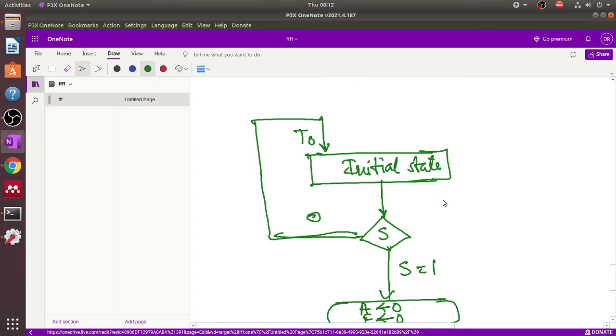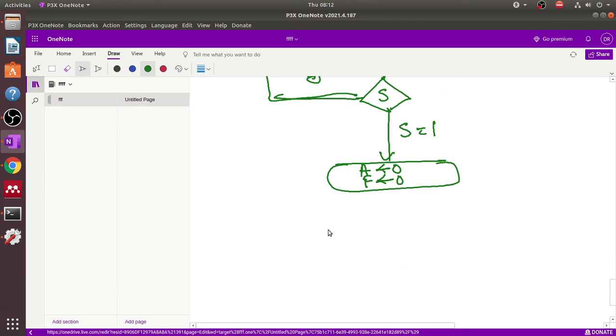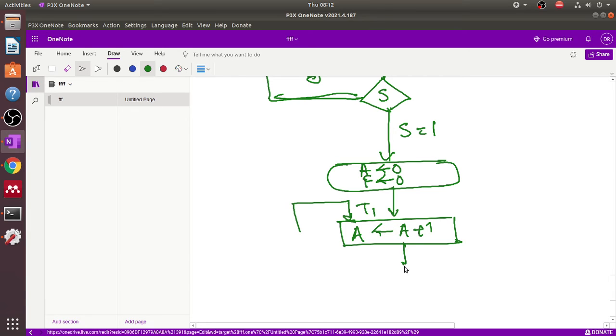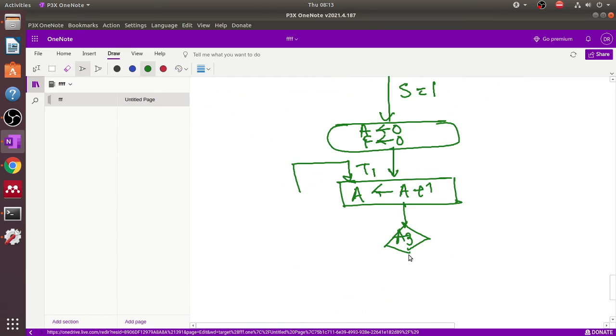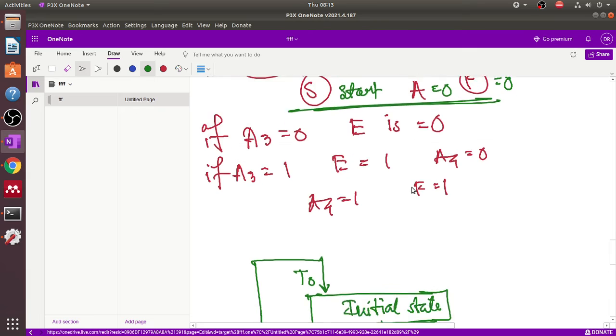Now in the next cycle, the counter is incremented by 1 and this incremented value is stored back in the counter, and this happens in the T1 machine cycle or T1 state. Now it depends on the condition. What condition? Yes, right, A3. Why do we use A3 here? Because we already said A3 equals 0. So the condition comes for A3 equal to 0, and for A3 equal to 0, E is 0. Okay, fine.